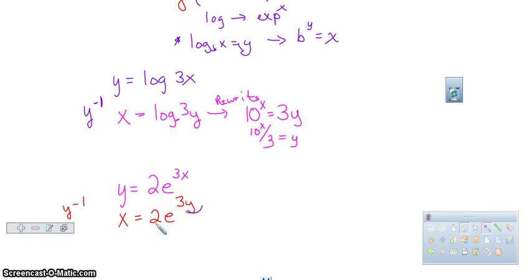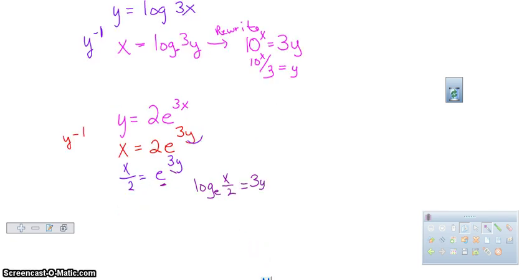Before I can do that, though, I need to get rid of this 2. And it's just being multiplied. So I'm just going to divide. I'm going to have x over 2 equals e to the 3y. Now I can rewrite it as a log form. Now e is all by itself. So log form is going to say log, my base is e, of x over 2 equals the exponent, which is 3y.